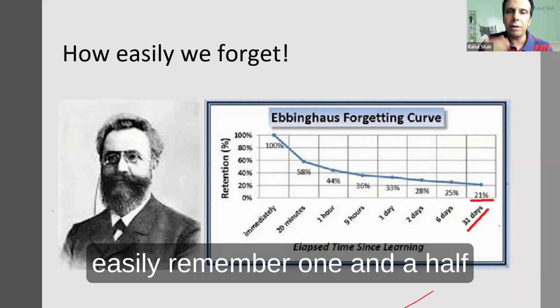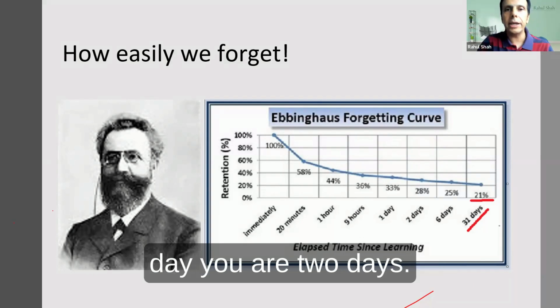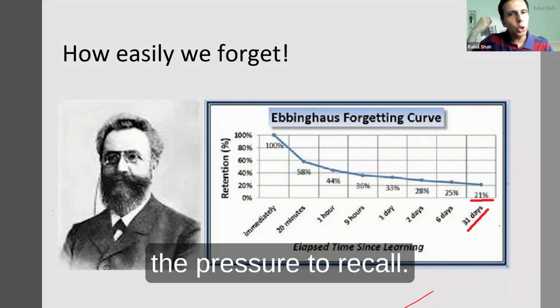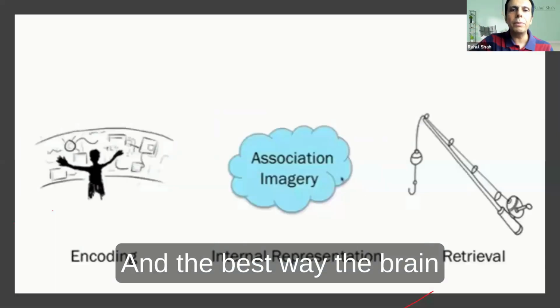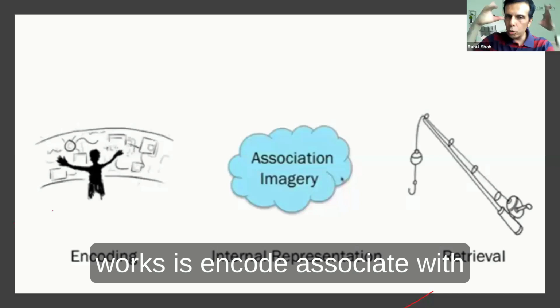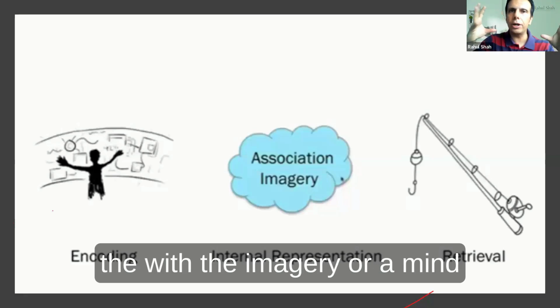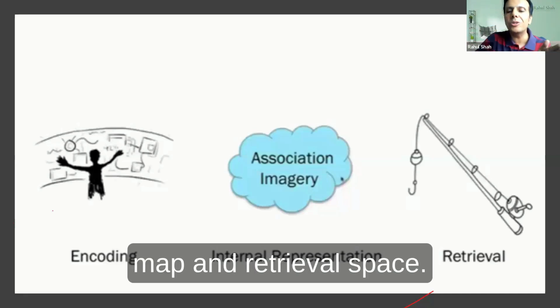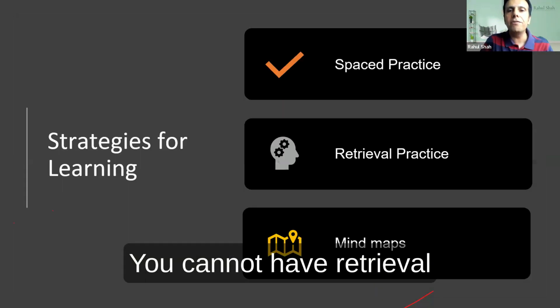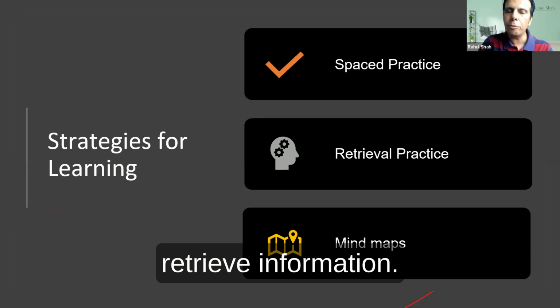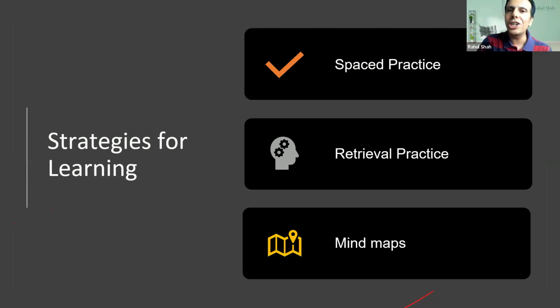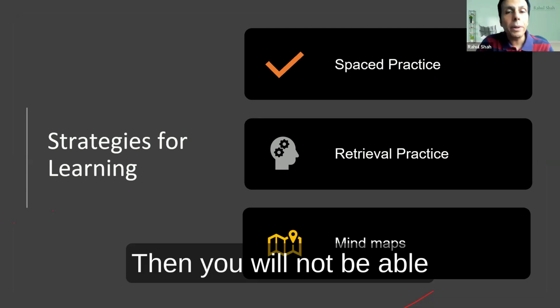लेकिन अगर आप वो गैप देते हैं 1.5 डे के या 2 days के, then what will happen, the brain will get the pressure to recall. And the best way the brain works is encode, associate with the imagery or a mind map, and retrieval में space होना चाहिए. You cannot have retrieval immediately. अगर आप immediate retrieve करोगे information, आपको brain को धोखा होगा कि हाँ मुझे याद हो गया. But अगर आपने time दिया, 2 दिन का समय दिया, then you will not be able to remember fully.